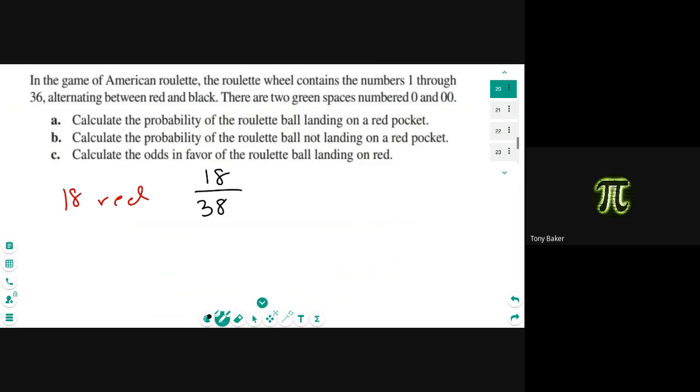What is the probability of a roulette ball not landing in a red pocket? That's the complement of it, right? That is the exact opposite of landing in red. So not red. The bottom is still 38. The top would be the opposite of it. So how many numbers are left? There's 20 numbers left. Because in essence, I have to do 1 minus 18 over 38.